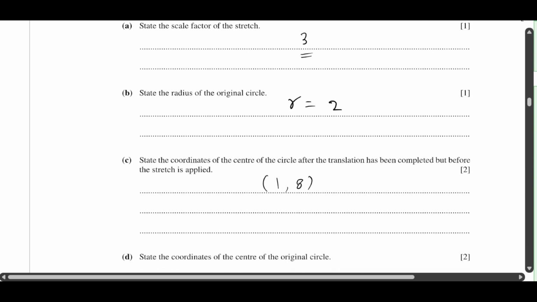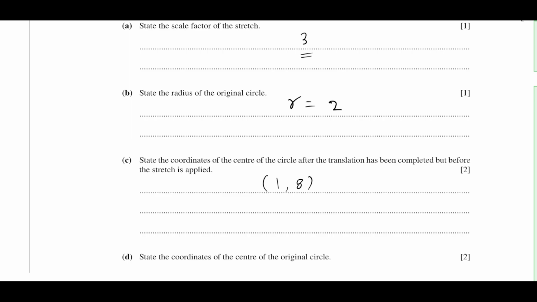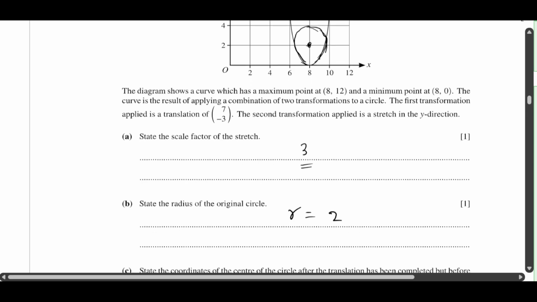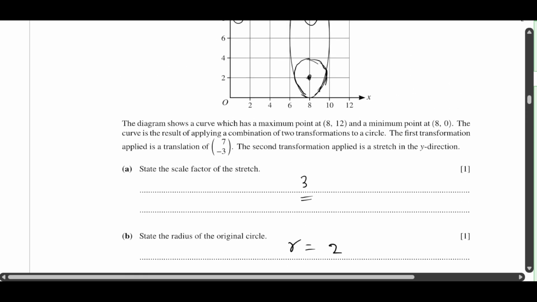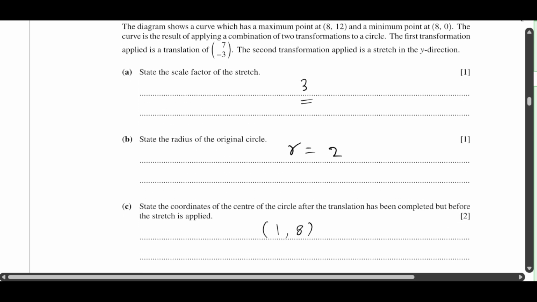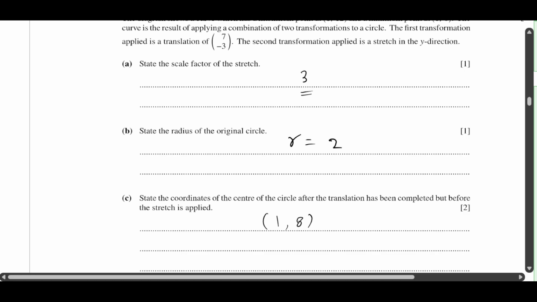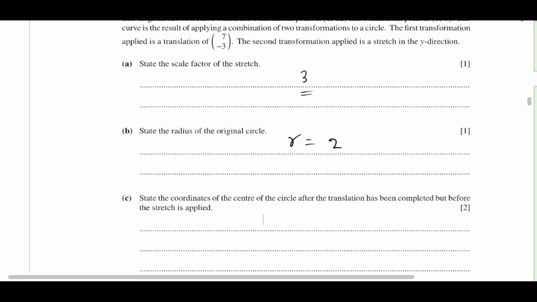State the coordinate of the center of the circle after the translation has been completed but before the stretch is applied. Oh, my mistake. It should be 1 comma... What mistake am I making here? Something is wrong.